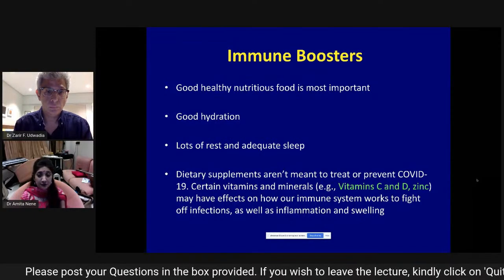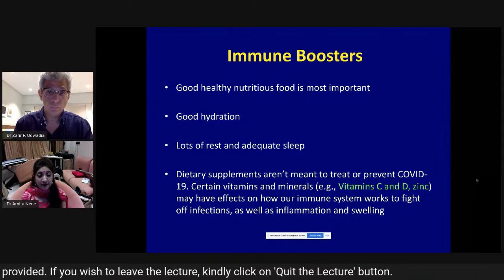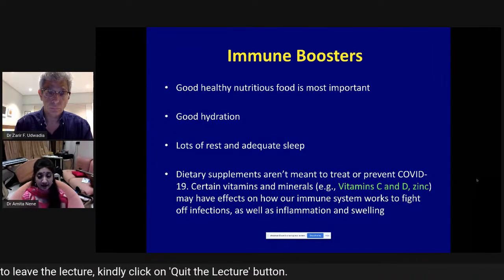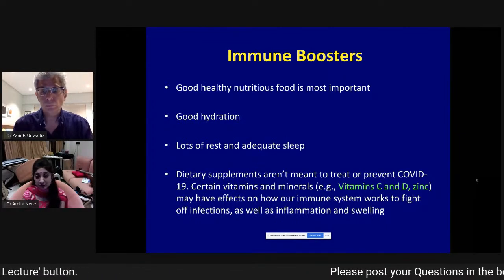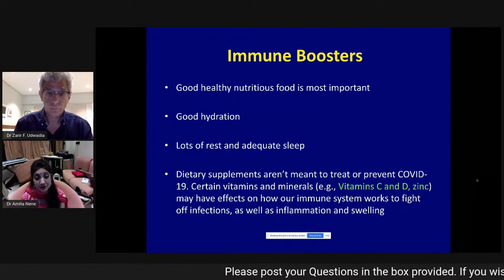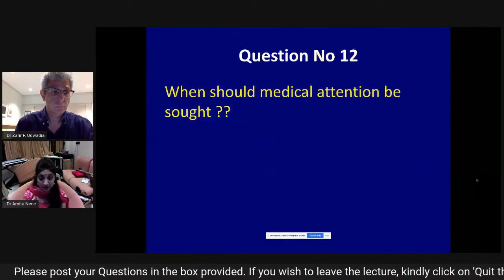A lot of people talk about vitamin C, vitamin D, and zinc as immune boosters. We are not really sure. They could help in certain diseases to reduce inflammation and swelling. We are not really very sure, but if the patients ask for these, then I'm happy to prescribe them, telling them very clearly that I don't know if they work.